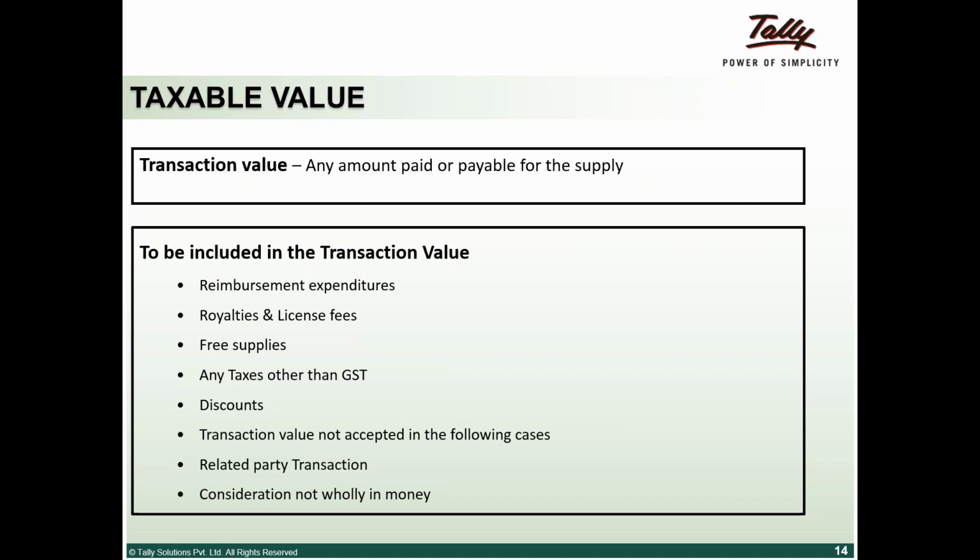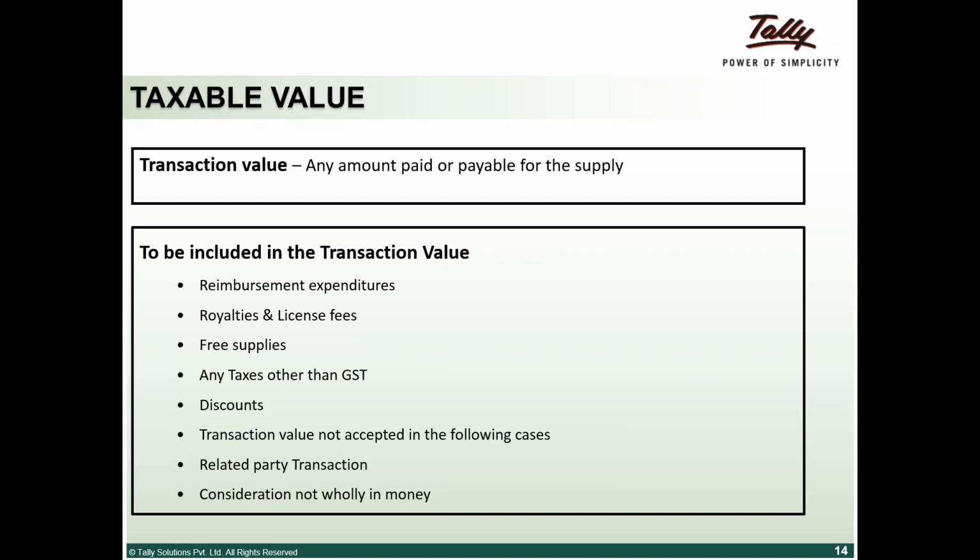These are the things which need to be included in the transaction value. Reimbursement of expenses: if you are reimbursing somebody for an expenditure incurred, that is also a part of the transaction value. Royalty or a license fee paid for the particular goods, that also has to be included. Free supplies, if any, also have to be included in the transaction value. Any taxes other than GST are a part of the transaction value.